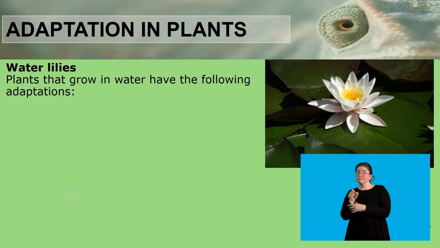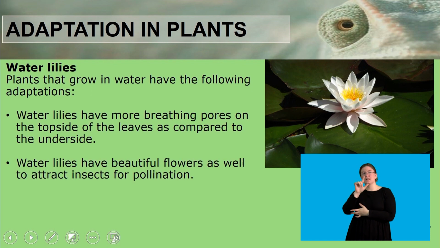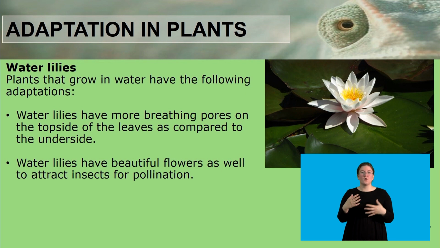As you can see there, those are water lilies. They have more breathing pores on the top side of the leaves as compared to the underside. We know that these are found on water. Water lilies have beautiful flowers as well, to attract insects for pollination. And we also know that if the leaves do not have pores underneath, that will help with preventing water loss in the leaves. And then they also provide a site for pollination by insects.